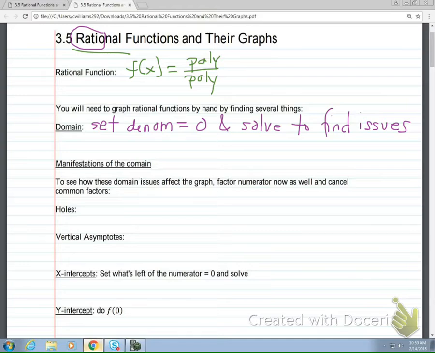Now, what is new is, last time when we would do that, we would just find the domain issues and be like, those are the bad values, and we would stop. Now we have to progress, okay? Your domain issues can manifest themselves on the graph in two ways, okay? So they can either show themselves as something called a hole or show themselves as something called a vertical asymptote.